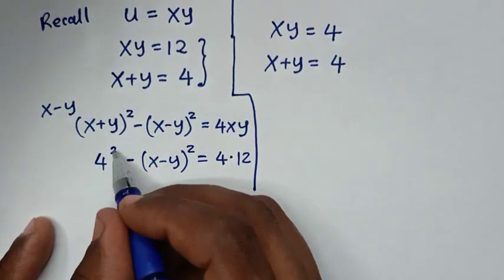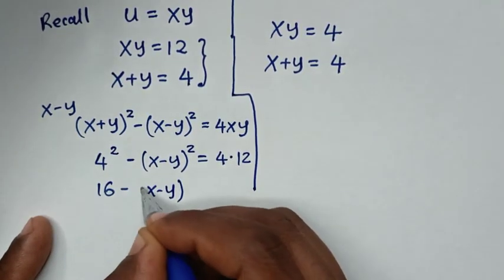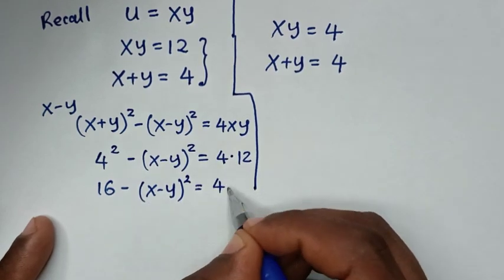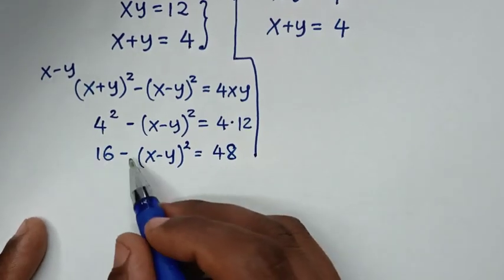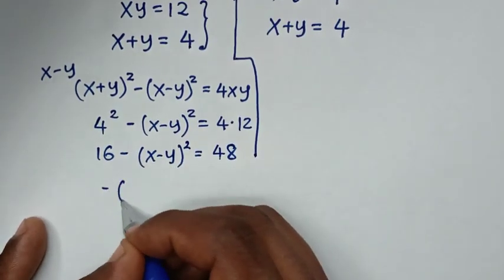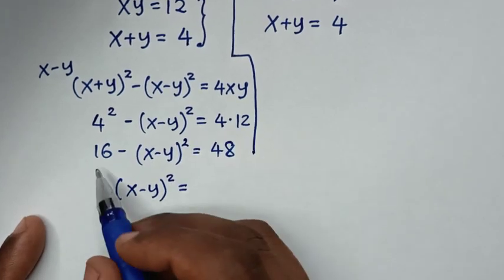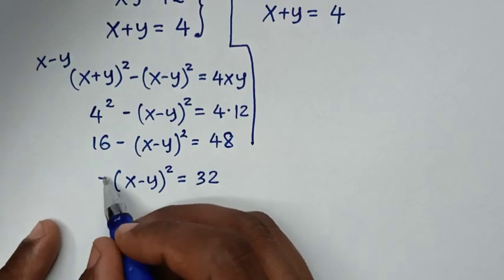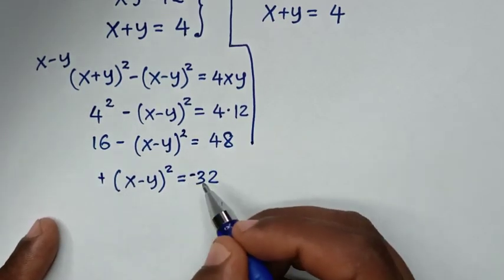Then 4 squared is 16, minus (x minus y) squared is equal to 4 times 12, which is 48. Then we take this to this side, so it will be minus (x minus y) squared is equal to 48 minus 16, which is 32. Then we divide by negative in both sides. This will be positive, this will be negative.